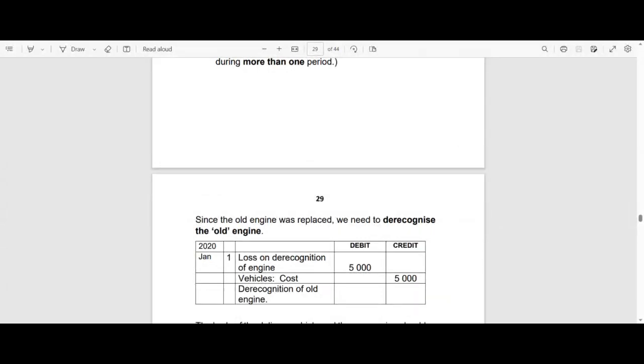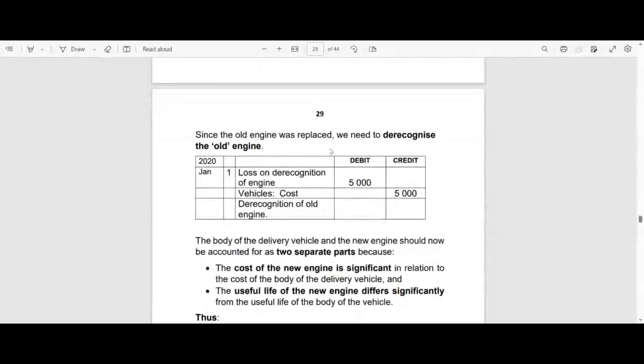Sorry, Mr. Colin, to interject. I think it's a typo. Guys, that vehicle cost, remember when we showed the asset as a whole of 50. So we recognize that asset. We removed the 5,000.